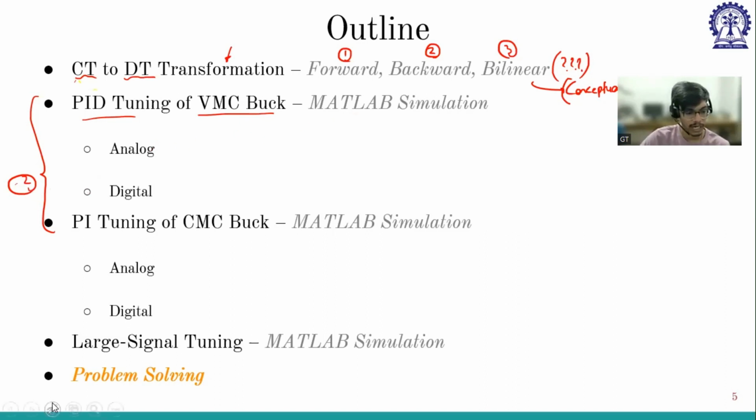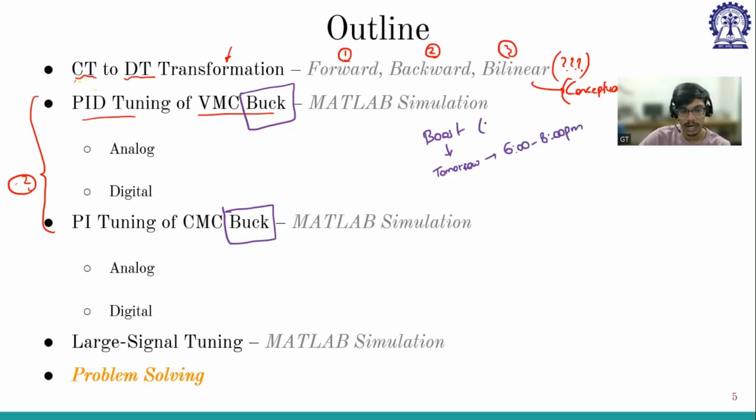Before I start, I just want to make it clear that today I'll be discussing only Buck. If you want to ask queries about Boost, there is another session tomorrow from 6 to 8 p.m. That person will be discussing Boost. Both are actually similar, but Boost has one additional RHP zero. So if we have an RHP zero, how to tackle all those things. Today I'll be discussing Buck because it would be difficult for me to discuss both in a single session. So we have broken into two parts: one is Buck and the other is Boost.